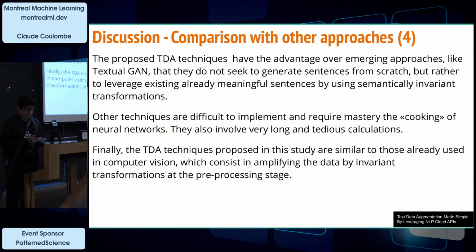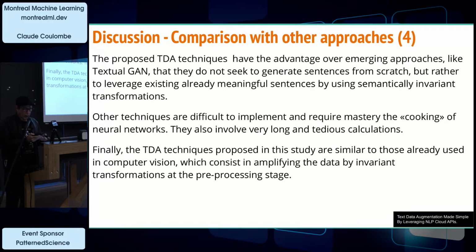The proposed TDA techniques have advantages over emerging approaches like textual GAN, in that they do not seek to generate sentences from scratch as GAN does, but rather to leverage existing, already meaningful sentences, sentences with a fixed meaning. Using semantically invariant transformations, we can preserve the semantics.